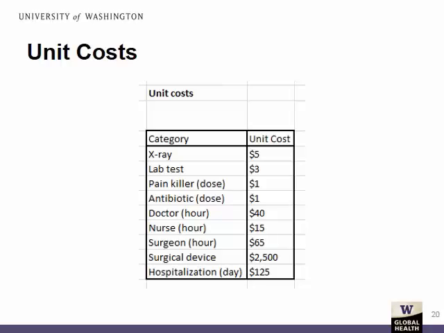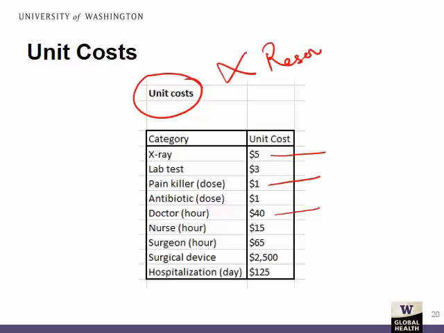So now you need to estimate the unit costs. Let's say that an X-ray costs $5. Painkillers cost just $1. The doctor is $40 per hour, and so on and so forth. And you need to multiply these unit costs by the resource use that we set out in the previous slide.